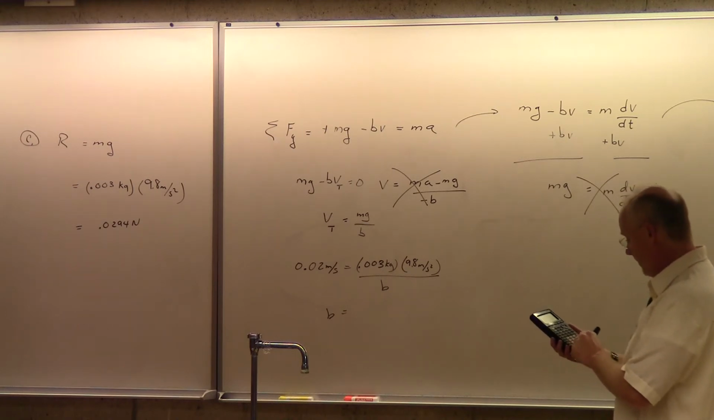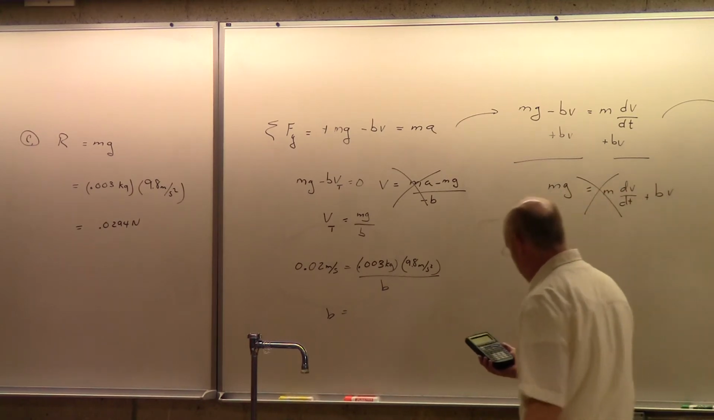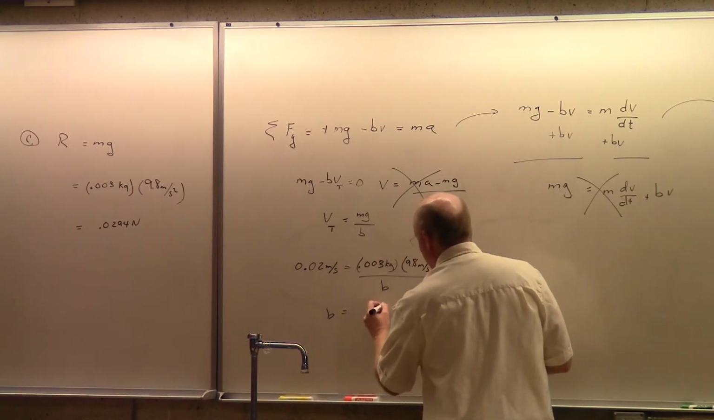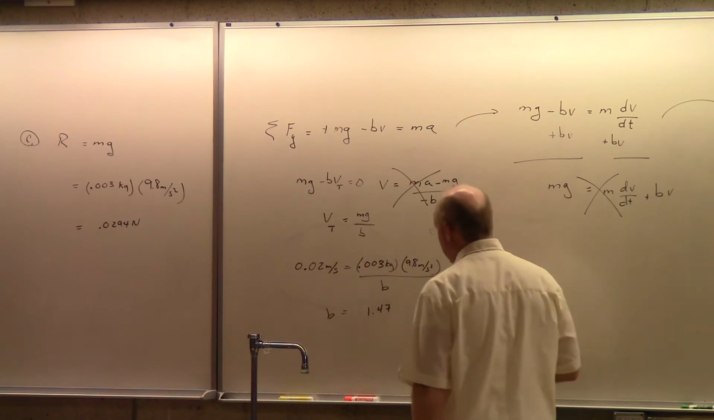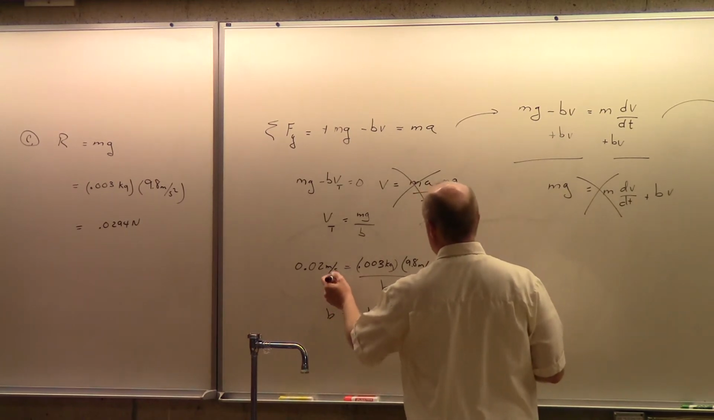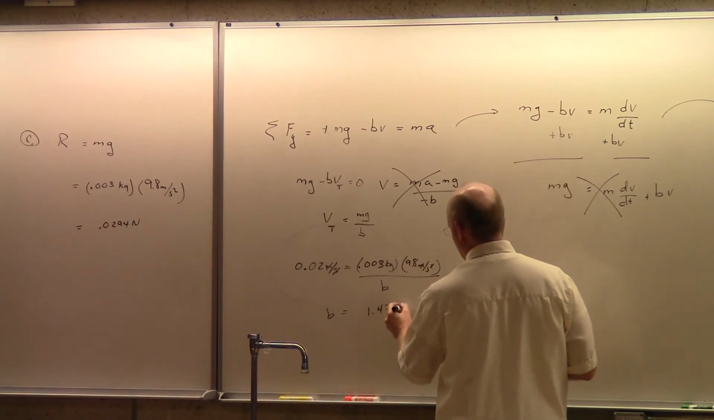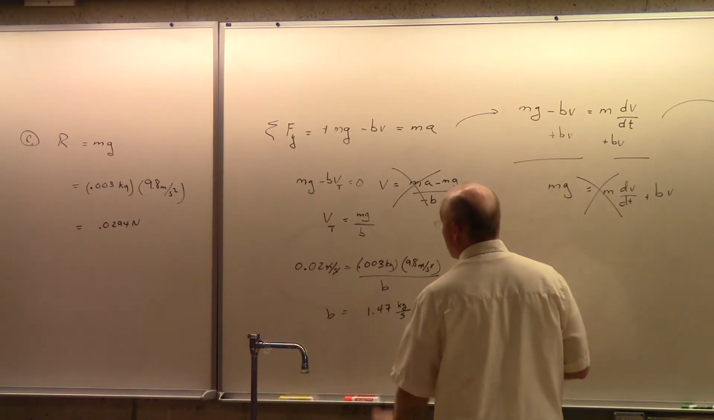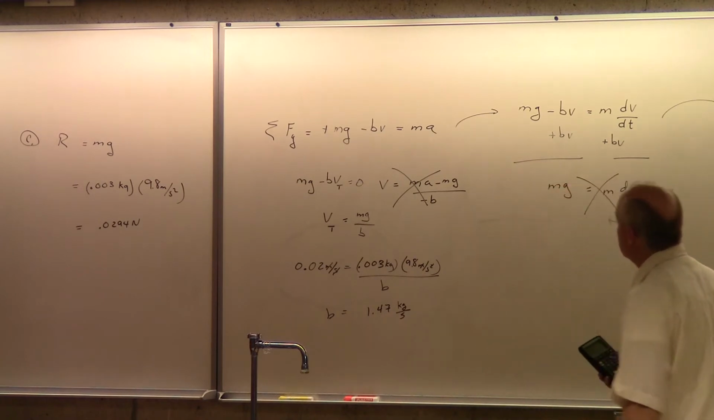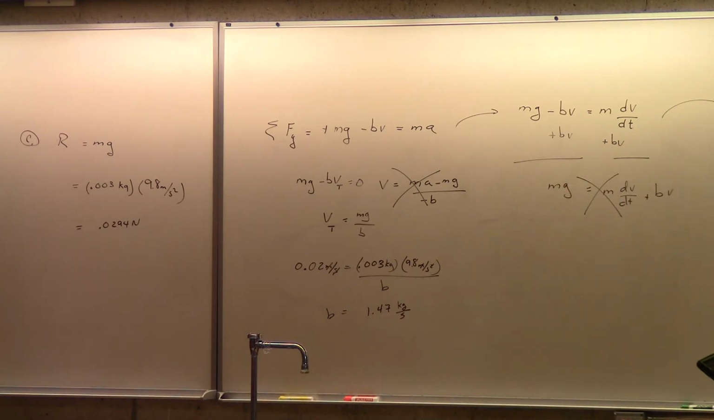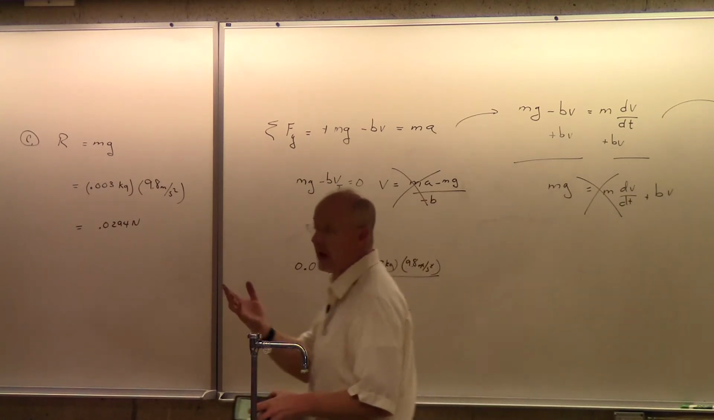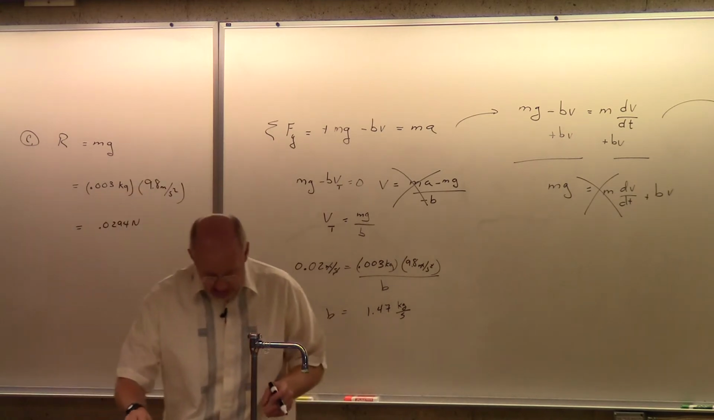So 0.003 times 9.8 divided by 0.02 comes up with 1.47. And let's see, the meters per second would cancel off, and the unit would be a kilogram over a second. Would that make sense? Yes. And so kilogram per second would be the unit for this value of b. But there's the value of b, 1.47.